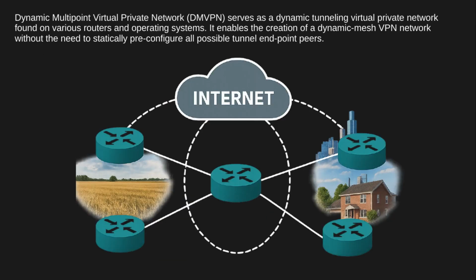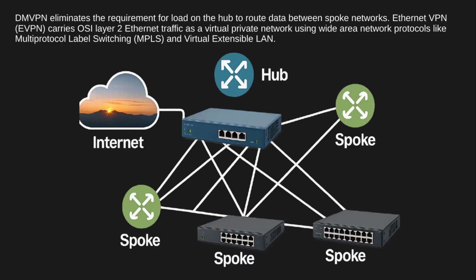Dynamic Multipoint Virtual Private Network, DMVPN, serves as a dynamic tunneling virtual private network found on various routers and operating systems. It enables the creation of a dynamic mesh VPN network without the need to statically pre-configure all possible tunnel endpoint peers. DMVPN eliminates the requirement for load on the hub to route data between spoke networks.